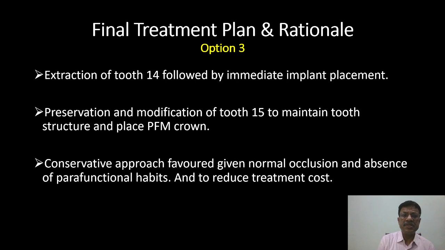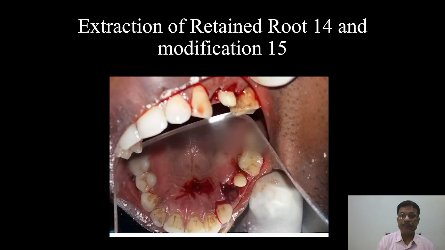Now, final treatment options. In option number 3, we extract 1,4 followed by immediate implant placement, with preservation and modification of 1,5 to maintain tooth structure so that it can support a PFM crown. This is a conservative approach, which is considered due to the favorable occlusion present in the patient, as there is no parafunctional habit. In this treatment option, we can also preserve a natural tooth and reduce the cost.